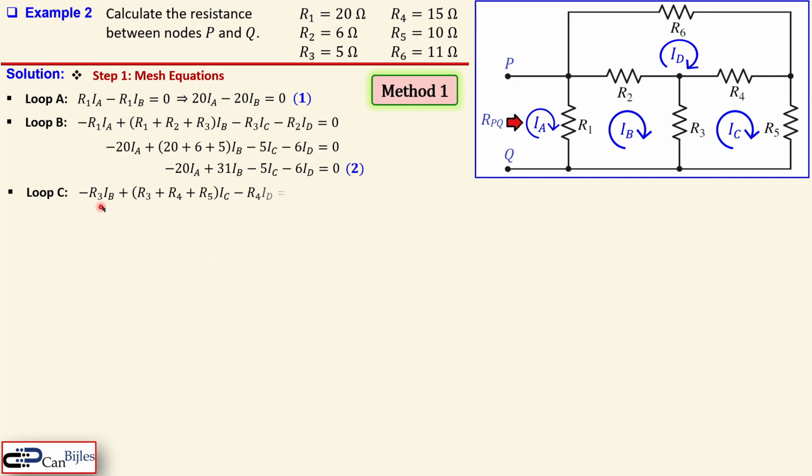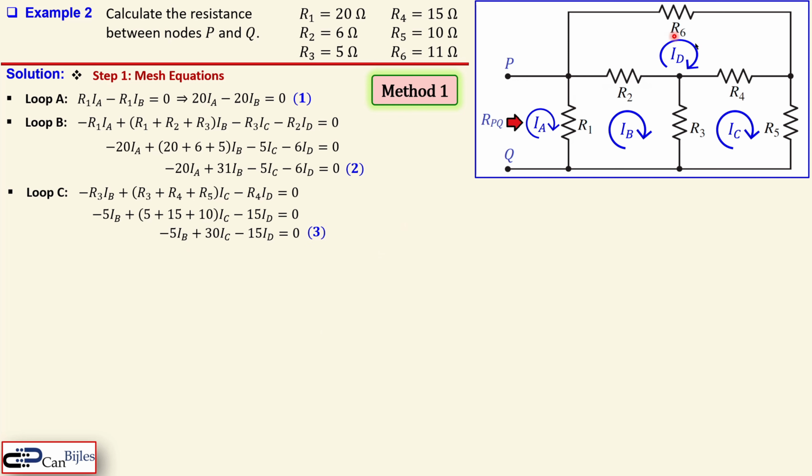Loop C, in a similar form. For this one, you see the current IC is now our orientation, reference. IB is fighting back for resistor R3. ID is fighting back for resistor R4. That's all shown here. So minus, there's no IA here in this equation. So let's again substitute the values here. You see this, and that will add up to this equation. And we call this equation number 3.